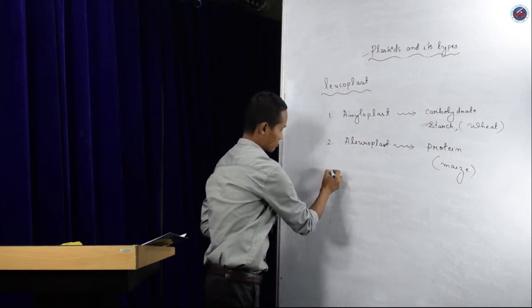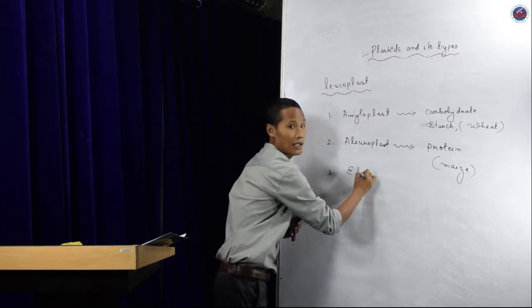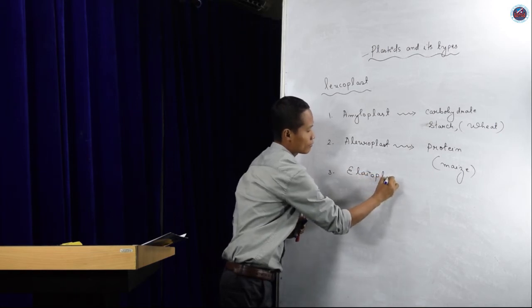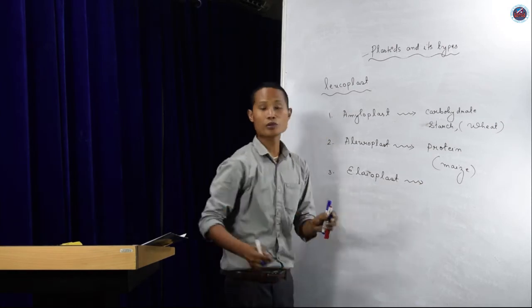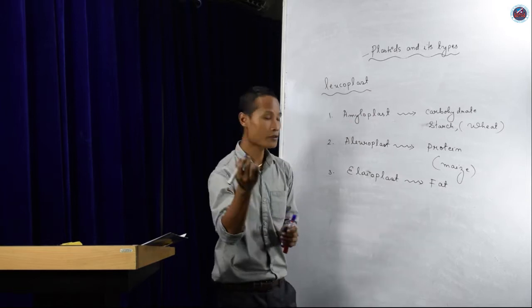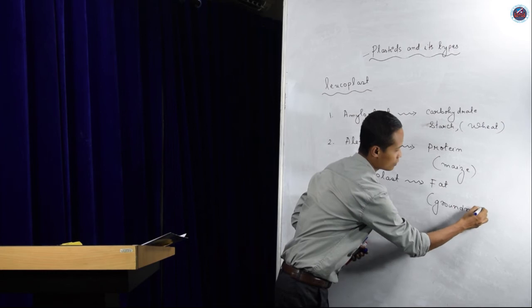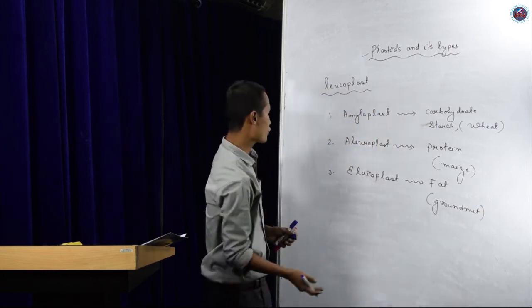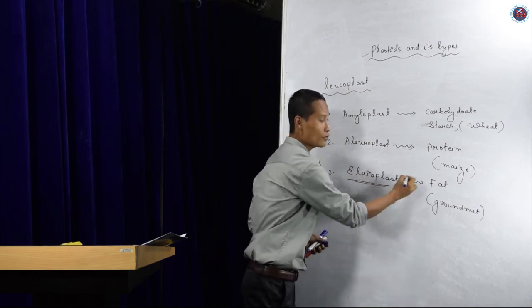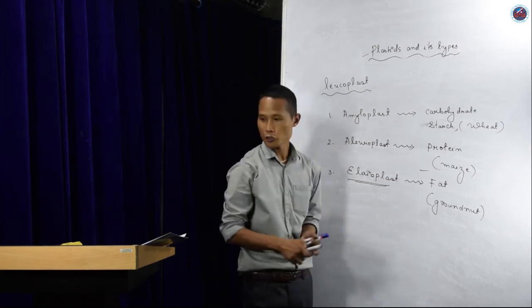The third one is Elaioplast, and these are responsible for the storage of fat. Like groundnut or castor seed, you find these plastids, and these plastids are responsible for the storage of fats in plants. So these are the three types of leucoplast.